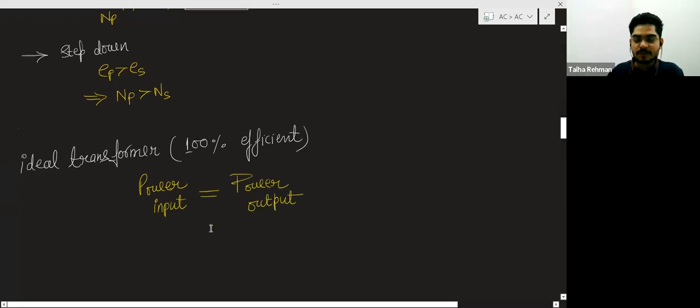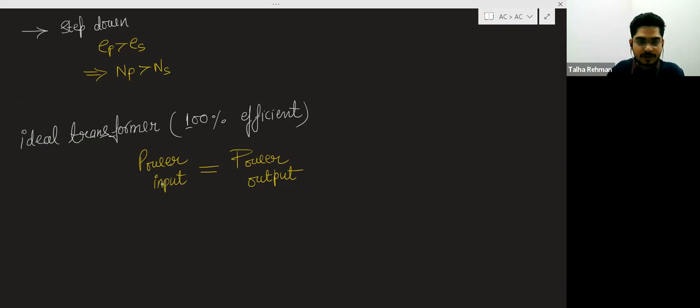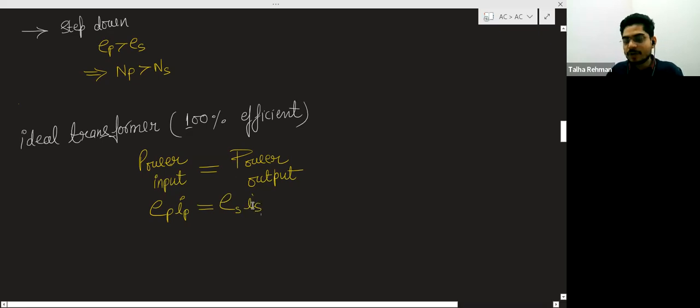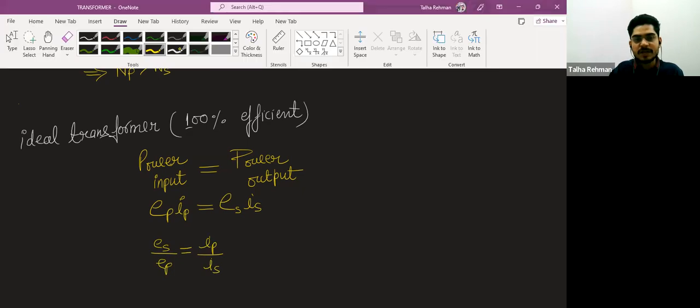Now power is potential difference times current. So at input there is the primary winding, so we will write: potential difference of primary times current of primary is equal to potential difference of secondary times current of secondary. At output you have the secondary coil. So you can write from here ES by EP is equal to IP by IS, and this is another relation.